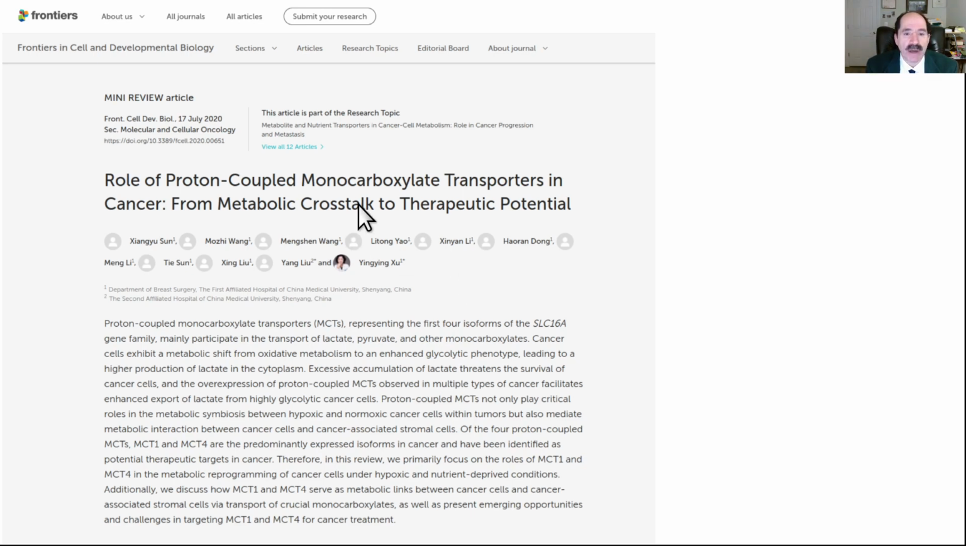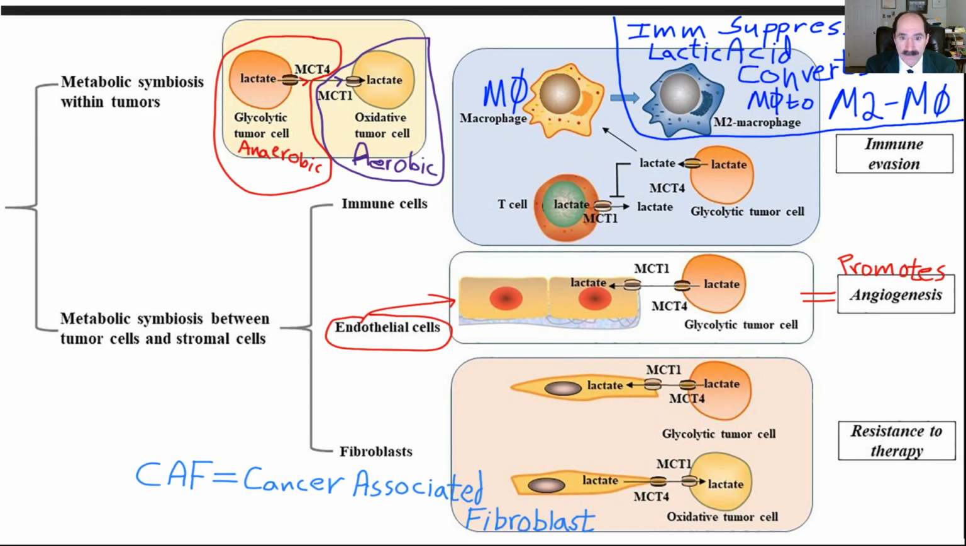Okay, here's a paper talking about proton-coupled monocarboxylate transporters. So it really just means lactate transporters, okay, and how they crosstalk with the adjacent cells. It's from this article in a Frontiers journal. So what's happening here is now you're going to have a symbiotic relationship. There are some tumor cells in the tumor mass that have less damaged mitochondria and have a little bit of oxidative metabolism, plus there are adjacent cells that are sort of converted to help the tumor that still have some oxidative metabolism.